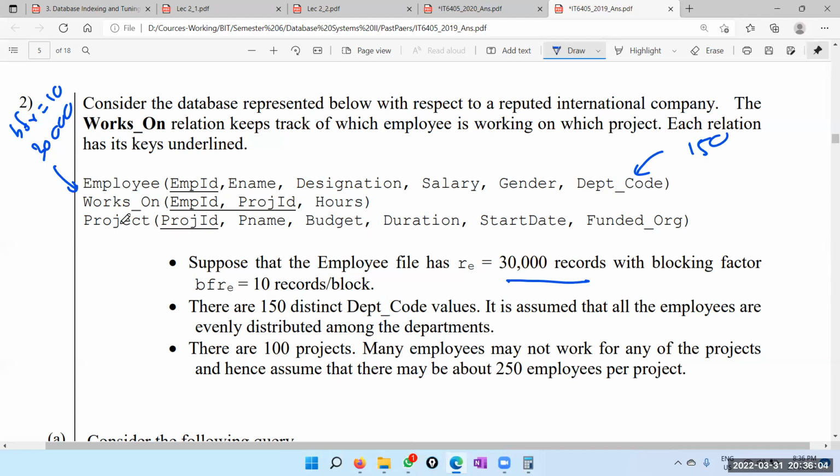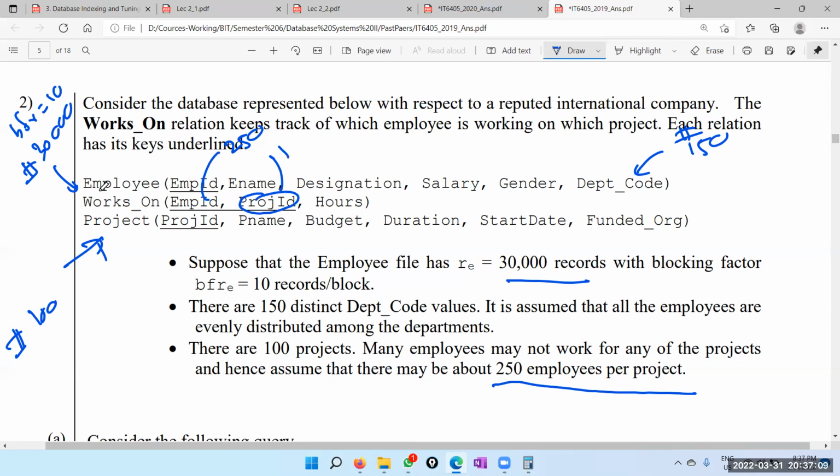There are 100 projects, so the number of records there is 100. This number is 150, and this number is 30,000. Many employees may not work for any of the projects, so the majority of the employees are not working for a project. Hence, assume that there may be about 250 employees per project. For one project ID, there will be about 250 employee IDs.